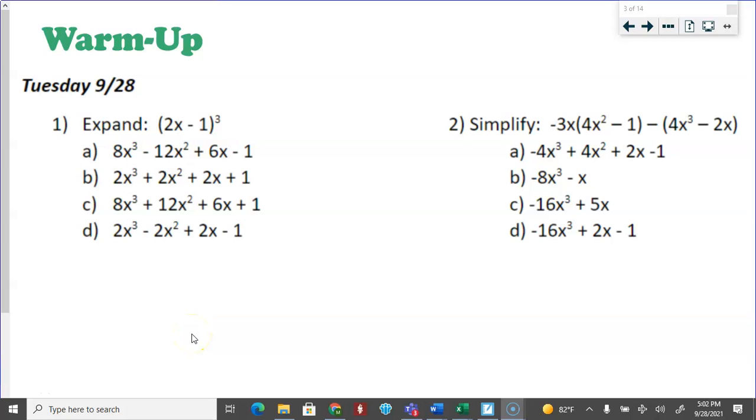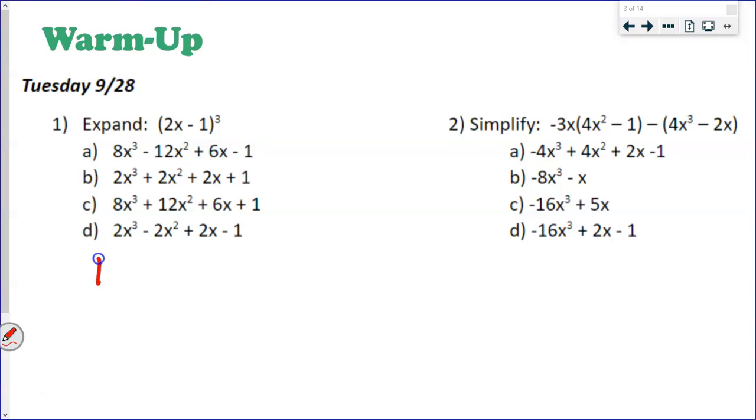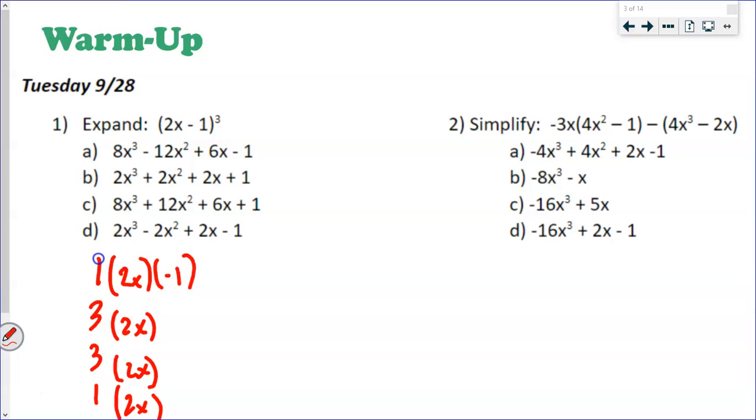So I'm going to go over this warm-up first in this video, you guys. So the first thing we need to do for expanding (2x minus 1) to the third power is we need to get the third row of Pascal's triangle, which is 1, 3, 3, 1. Then we're going to put our first term in the first set of parentheses, and our second term in the second set of parentheses.